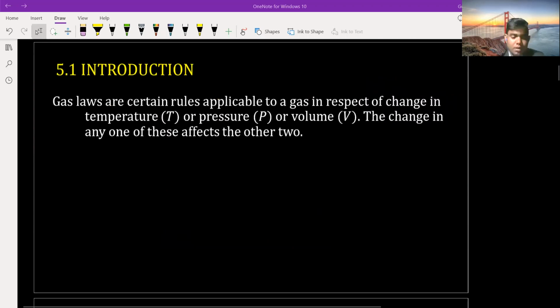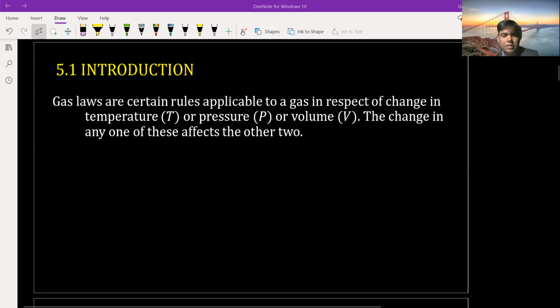Introduction. You have learned in class 9th that all gases behave similarly under similar conditions of temperature and pressure, as expressed by gas laws. Gas laws are certain rules applicable to a gas in respect of changes in temperature T, pressure P, or volume V. The change in any one of these affects the other two.